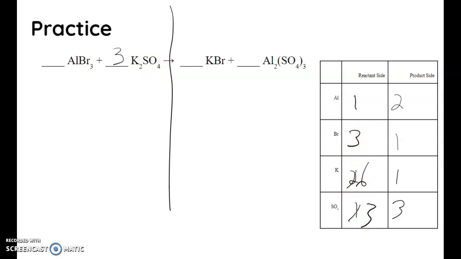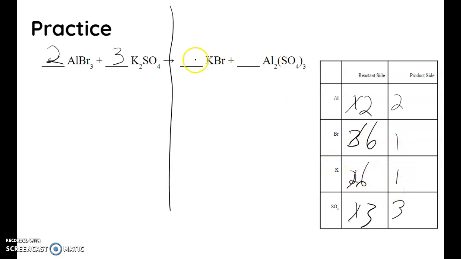and cool. So let's see, where do I stand now? So my SO4s look pretty good for now. My potassiums don't look good, and my bromines don't look great, and my aluminums are also off. So I'm going to change my aluminums now. Again, I want to try and save this one for last because it looks to be the least complex. All right, so now I have 2 aluminums, but I have 6 bromines. Great, so that looks good. This is off, and this is off.